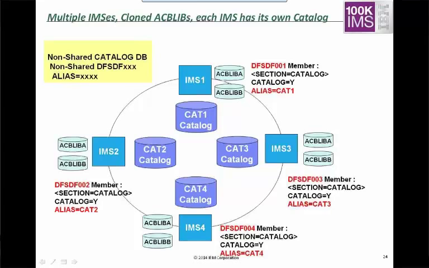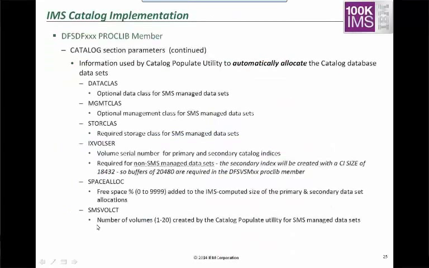Okay? On to the next page. We're still looking at the Worklight member DFS-DF. Here are some of the other parameters. If your catalog is SMS managed, then you might want to specify data class, management class, and storage class. This is for SMS managed datasets. There's also an IX Volser parameter. This is where you specify the Volser number for your primary and secondary catalog indexes. This would be if it's not SMS managed.